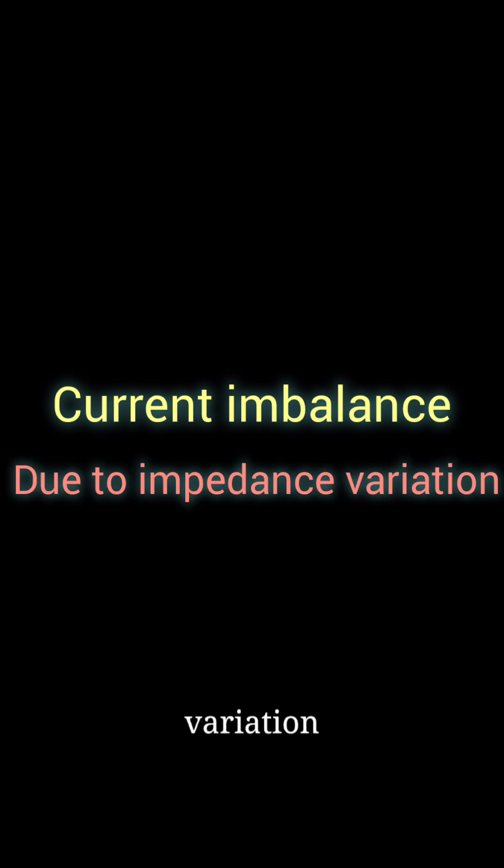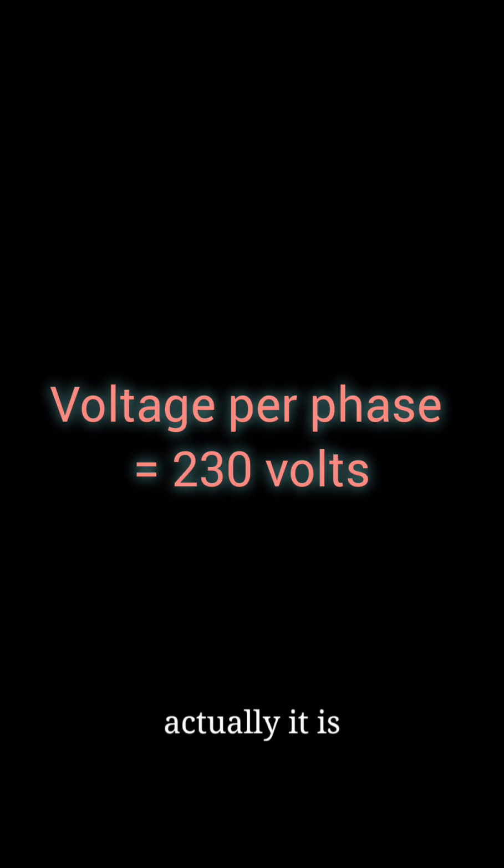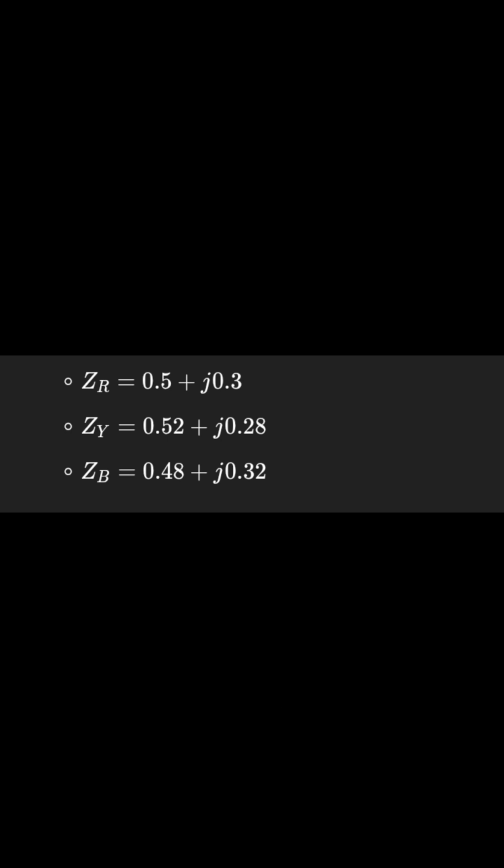Let's go to the next point, that is current imbalance due to the impedance variation. Because of the line spacing, there is an inductance effect, an impedance effect, and from impedance there is a current imbalance. So let's see how. Voltage per phase is equal to 230 volt. Let's assume, and actually it is the actual value, isn't it? Impedance ZR is equal to 0.5 plus j 0.3, for ZY it is equal to 0.52 plus j 0.28, and for ZB it is equal to 0.48 plus j 0.32.